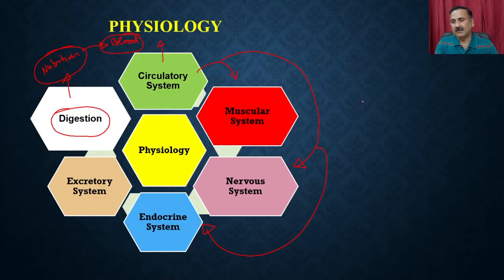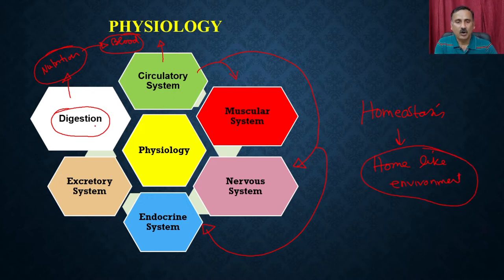As the name suggests, homeostasis means a home-like environment. All these physiological processes, whether it is digestion, the circulatory system, muscular system, nervous system, endocrine system or the excretory system, have the main purpose of maintaining the home-like environment, or homeostasis.